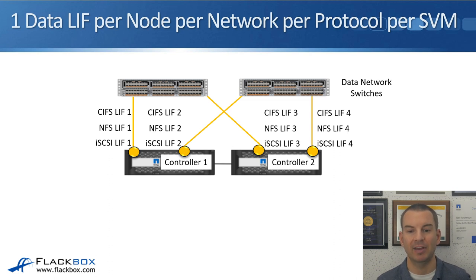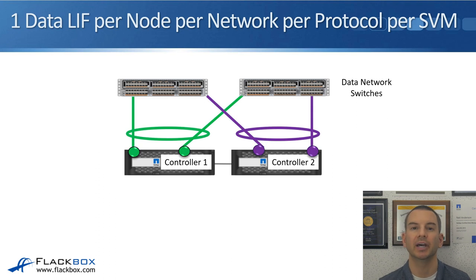That was CIFS, NFS, and iSCSI. We've got different LIFs per network. We've got redundant switches here, so we've got different LIFs for both, and also per node as well. So we end up with all of those different LIFs. If we also had a Department B SVM, and let's say that the Department B SVM is running NFS only, it's not running CIFS or iSCSI, well, in that case, we would have NFS LIF one, NFS LIF two, NFS LIF three, and NFS LIF four for SVM Department B. Okay, so hopefully that was pretty clear there.